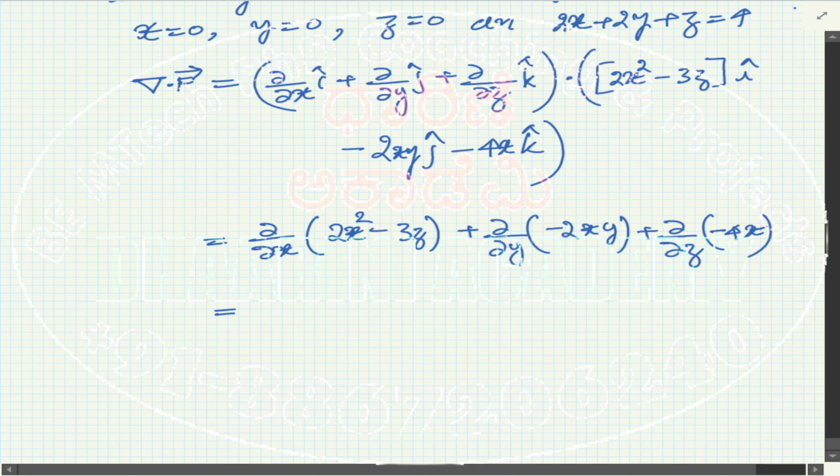So this is equal to, the first term is dou by dou x of 2x squared, which is 4x, then dou by dou y of minus 2xy is minus 2x, and the last term gives a 0 value. So this is del dot F, the divergence of F, equal to 4x minus 2x equals 2x.